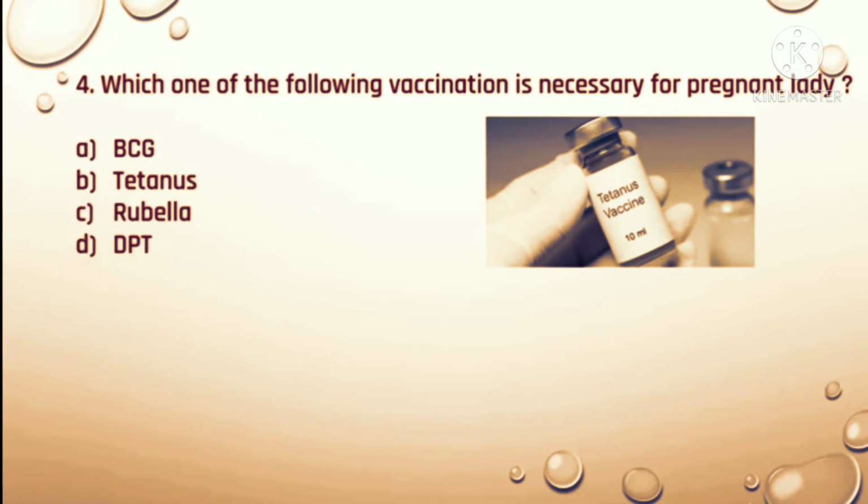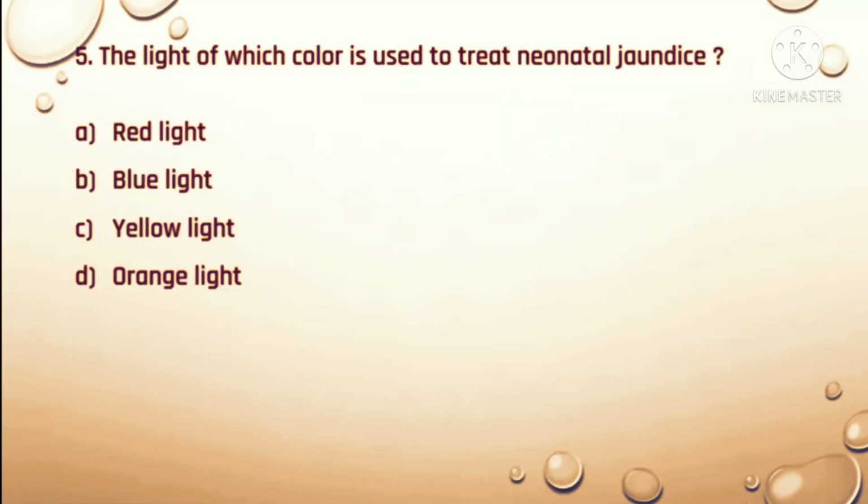Next question, which one of the following vaccination is necessary for the pregnant lady? Option A, BCG, tetanus, rubella and DPT. So what do you think, guys? The option B is the right answer. Tetanus is a vaccination important for the pregnant ladies.